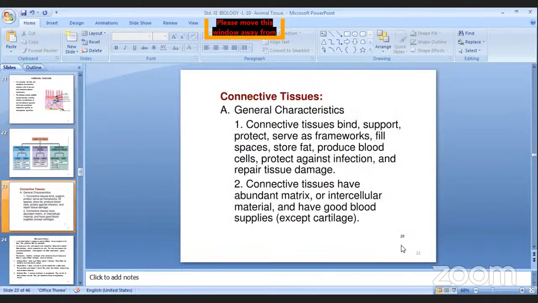Now, connective tissue general characteristics. Connective tissue binds, as the name suggests. You see, the name suggests to connect. Okay, so bind, support, protect, serve as frameworks, fill spaces, store fat, produce blood cells, protect against infection, and repair tissue damage. Right? Then connective tissues have abundant matrix or intercellular material and have good blood supplies, except the cartilage. So the connective tissue as a whole is vascularized, that means blood supply is there, but excepting the cartilage.